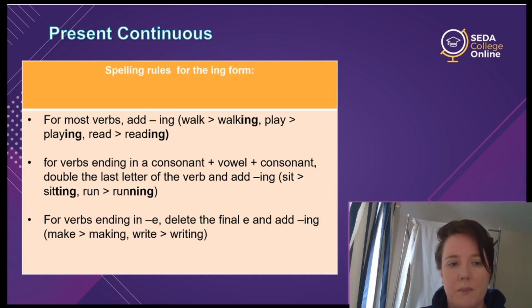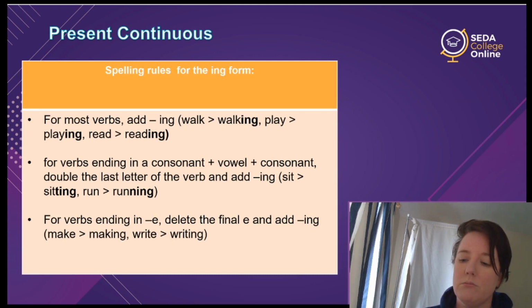The next one, verbs ending in E. Delete the final E and add ing. So for example, make, delete the E and it becomes making. Write, delete the E and it becomes writing. You delete the E and you add ing. So they are the spelling rules for the ing form, present continuous.